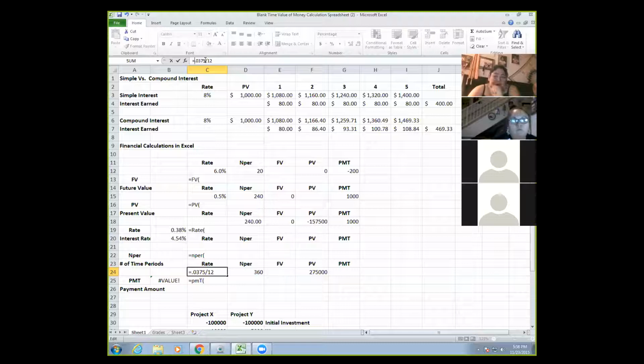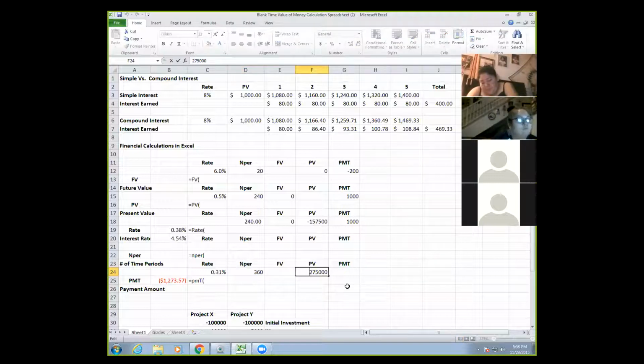No, I did that. That's why I'm trying to figure out why I'm off. You did go to 0.0375 and divide by 12? Yes, and then I got the 0.31% for the rate. Got that. And you got 360 time periods. Yeah, but I put a negative 275 for my present value. Why would that throw me off?